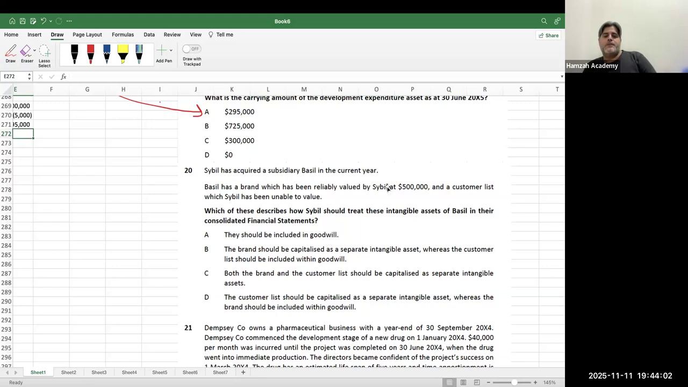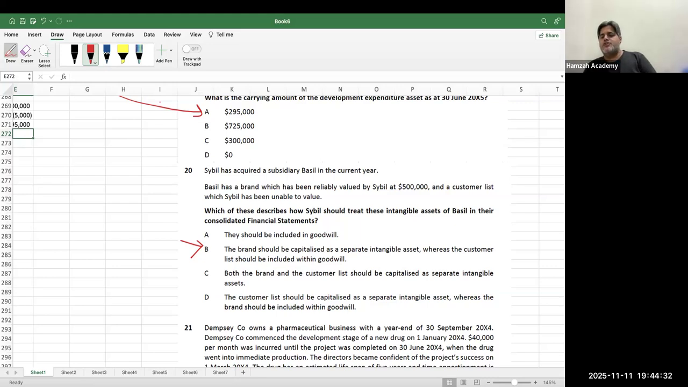The brand which has been reliably valued should be recorded as a separate asset. Whereas the customer list, if you're not clear about it, then yes, that is something which you can include into the value of the goodwill. Option B. The correct answer is option B over here, that the brand should be capitalized as a separate intangible asset, whereas the customer list should be included within the goodwill. Option B is going to be the correct one.